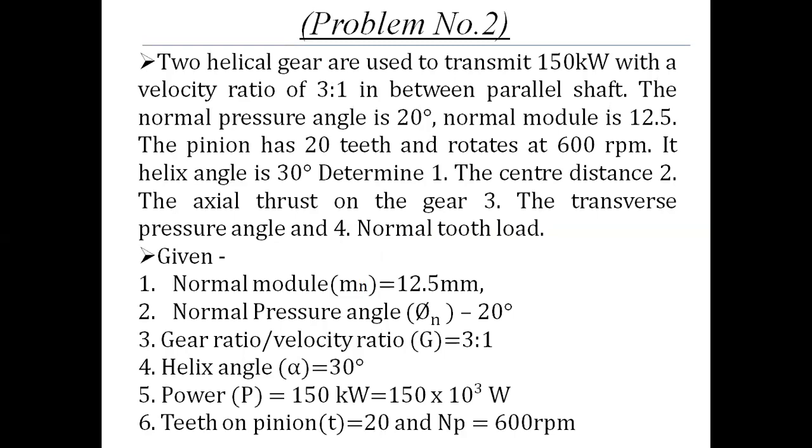Two helical gears are used to transmit 150 kilowatt power with a velocity ratio of 3:1 between parallel shafts. The normal pressure angle, phi n, is given as 20 degrees, and the normal module, mn, is given as 12.5. The pinion has 20 teeth and rotates at 600 rpm. That means small t is given as 20, and the rotational speed np for the pinion is 600 rpm.